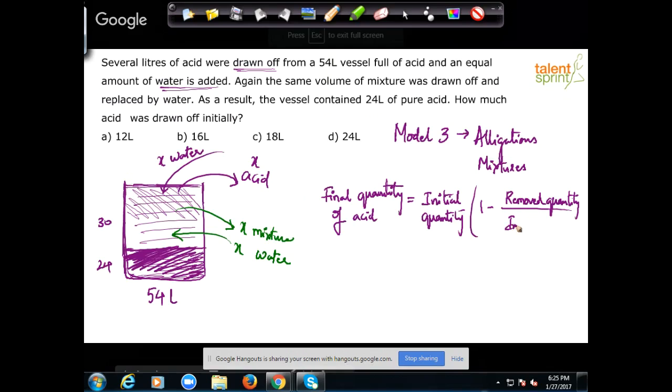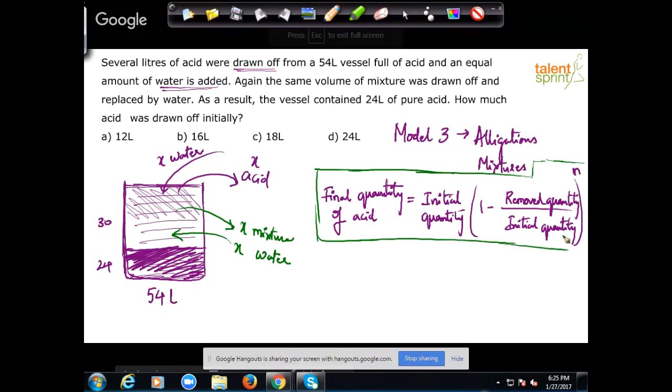By initial quantity. Whole to the power of n, right? Just remember this equation here. Very, very important. If you can remember this, you can solve questions based on this model, right? Which model? Model 3 of allegations and mixtures without any difficulty, right? What does it say? The final quantity of acid is equal to the initial quantity of acid again, into 1 minus the quantity that we have removed in each step, divided by initial quantity, whole to the power of n.